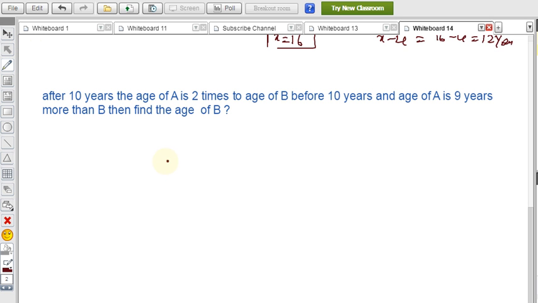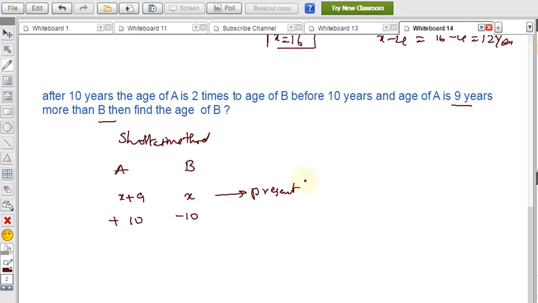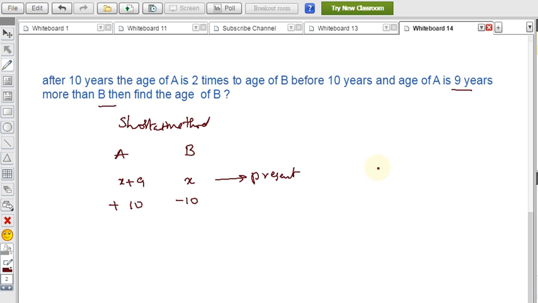So let us go directly for the shortcut method. A and B. The shortcut is we come from the present age. The age of A is 9 years more than B. So if B is X, then A is X plus 9, because 9 years more. Then after 10 years and before 10 years: for A it is plus 10, and for B it is minus 10. Since we are asked to find the age of B, let us take B as X, so X is directly our answer.